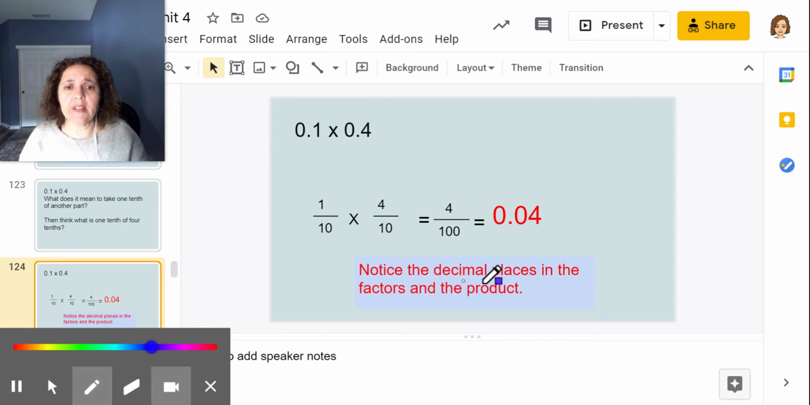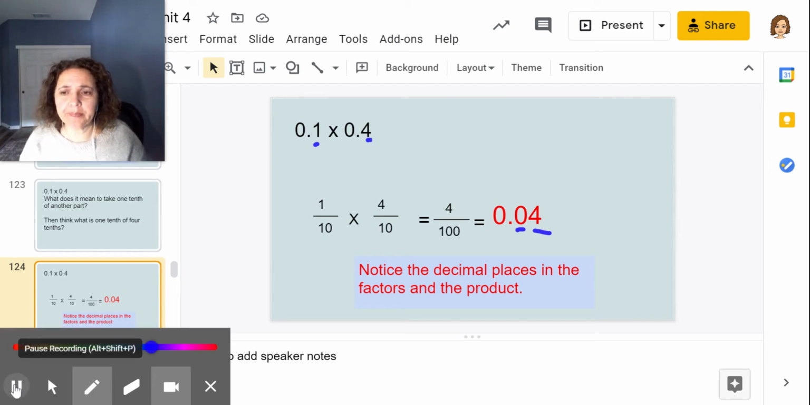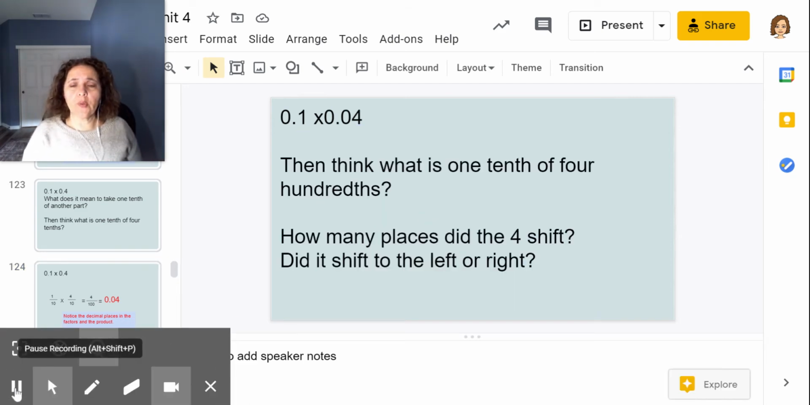So notice the decimal places in the factors and the product. Again, 1 decimal place, 1 decimal place, right? There's 1 place value after the decimal, 1 place value after the decimal. How many place values after the decimal in the product? 1, 2. Are you getting the pattern? You noticing something?